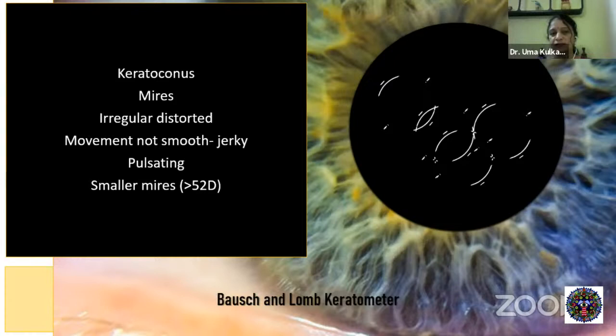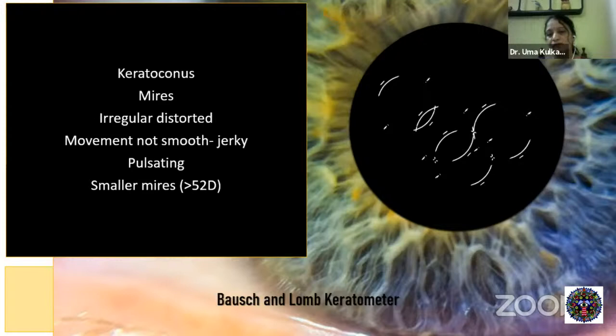And when you try to rotate the knobs in order to fuse the horizontal or vertical circles, you will see that the movement can suddenly become jerky. And that is where you can know that you might have passed through the tip of the cone. So it can happen like that. So it's very difficult to get the keratometry readings in keratoconus. But in early keratoconus, you might actually miss it. There can be very mild distortion and you may even miss it on keratometry.